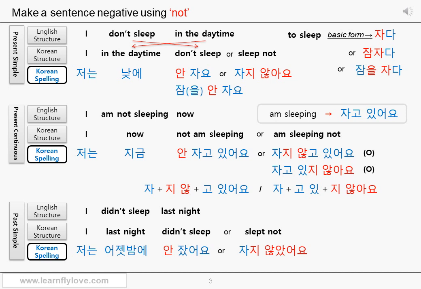You can add a time particle 에 here. 어젯밤에 not slept. 안 잤어요. Or slept not. 자 plus 지, 안 plus 았어요. 자지 않았어요. 저는 어젯밤에 안 잤어요. Or 저는 어젯밤에 자지 않았어요. I'll usually use the first sentence with 안 잤어요 because it's simpler.